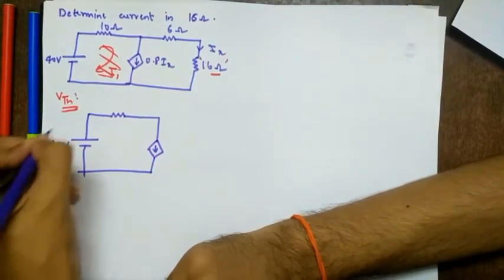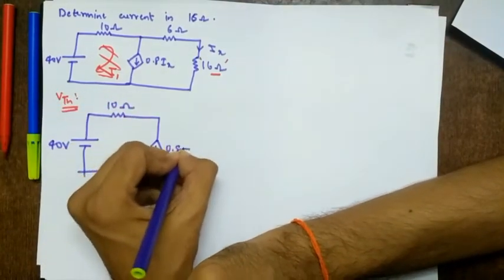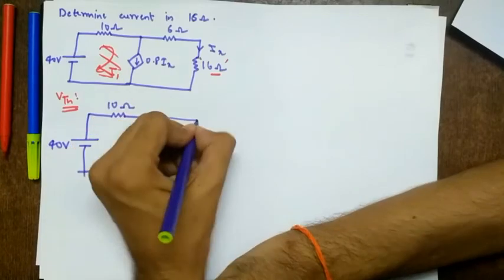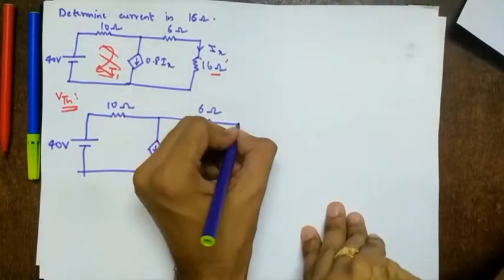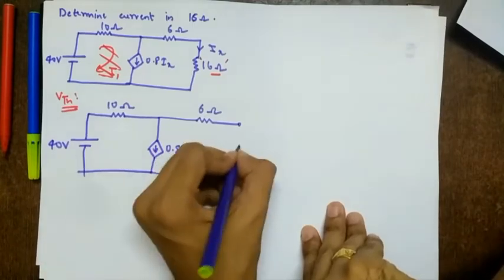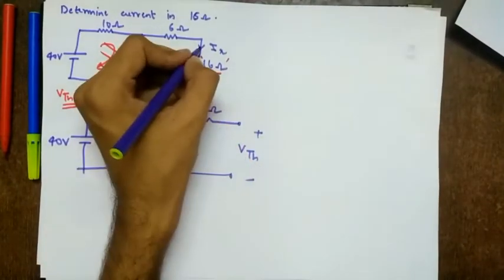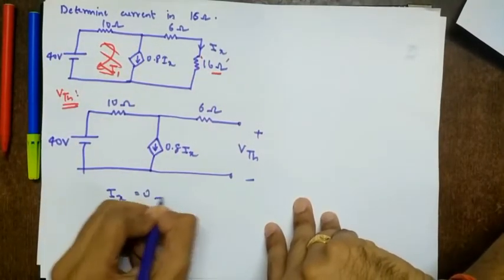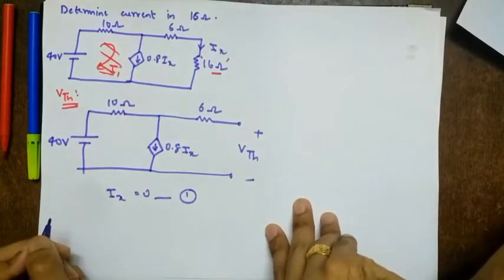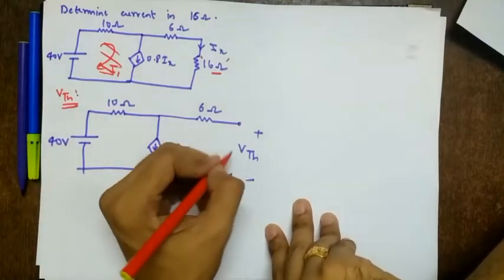So 40 volts, 10 ohms, 0.8 ix, 6 ohms, and this is now open, because we are finding VTH here. If you see what is happening to ix, it is getting opened. So what is our first equation for dependent source? It is ix equal to 0. Right? Next, what we have to do? We are trying to find VTH.